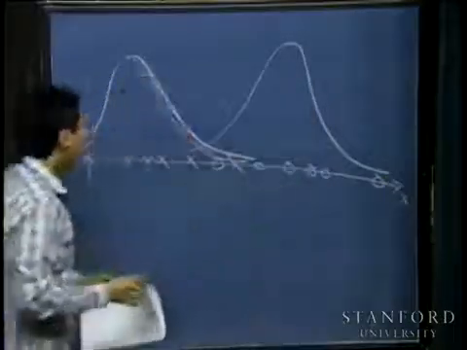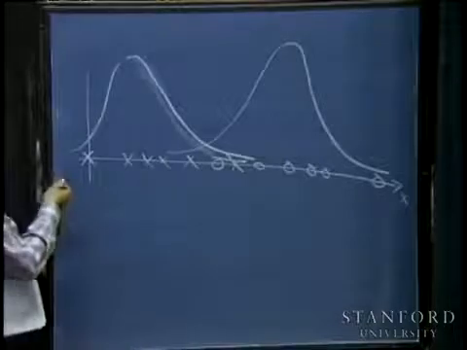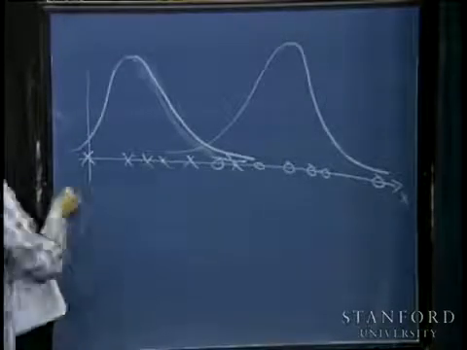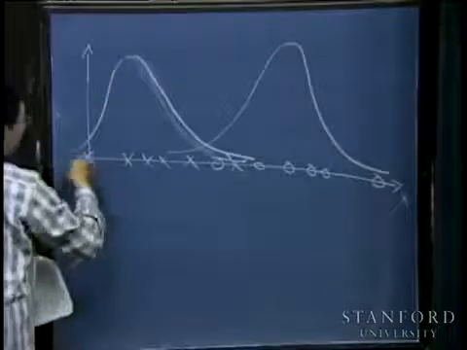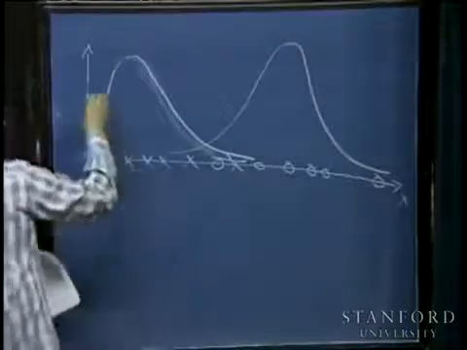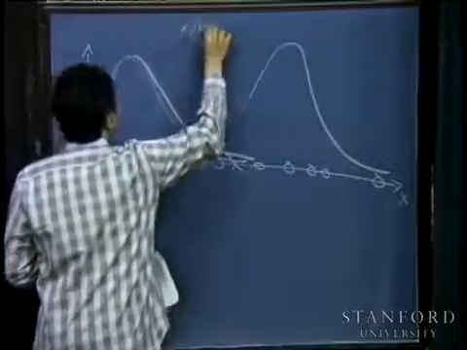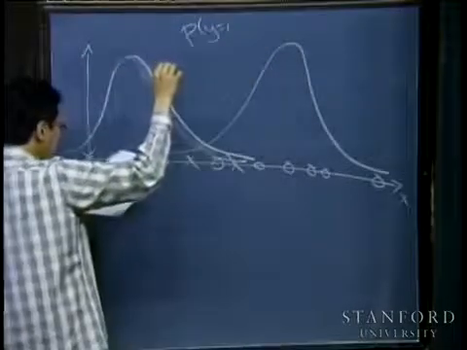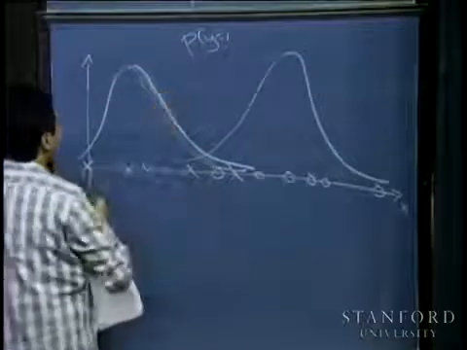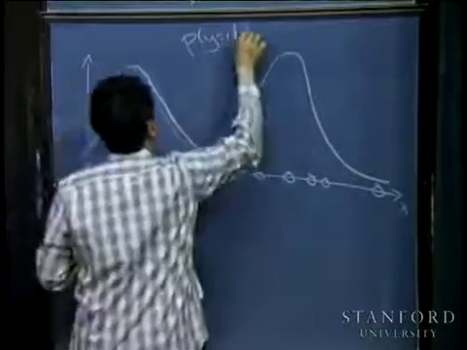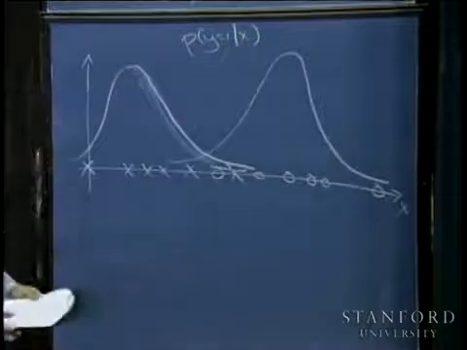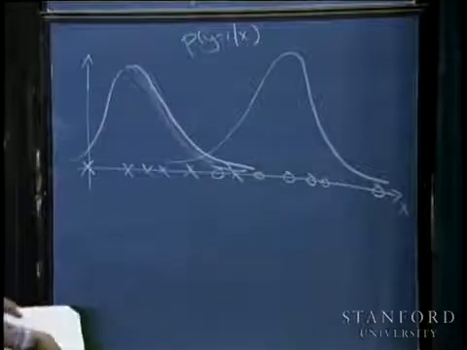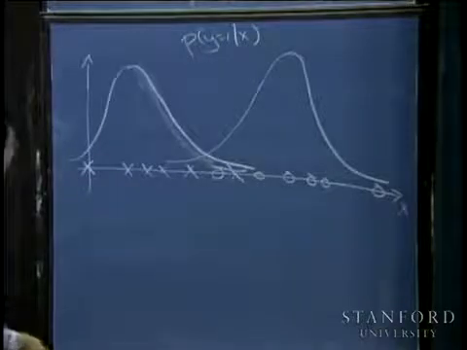I hope this picture makes sense, right? Now, let's vary along the x-axis. What I want to do is overlay on top of this plot P of y equals 1 given x for a variety of values of x. Okay? So I actually realized what I should have done.